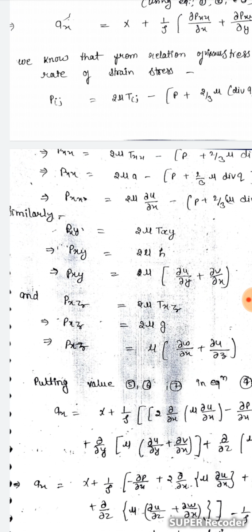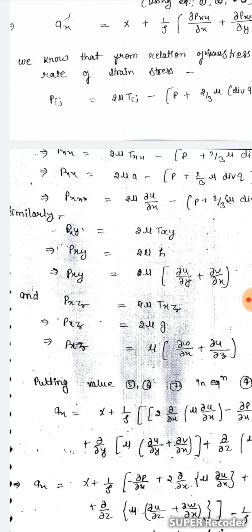If viscosity is constant, then Ax is equal to capital X plus 1 by rho into minus delta P by delta X plus 2 delta by delta X plus this. So the result is valid when the value mu is variable. Similarly, we can obtain Ay and Az. These three relations give the equations of motion when viscosity is variable.